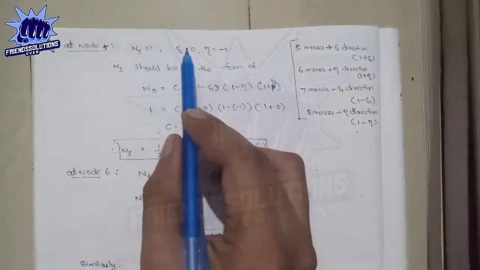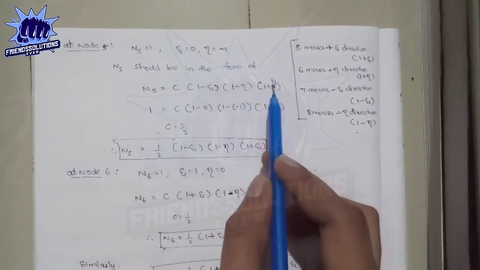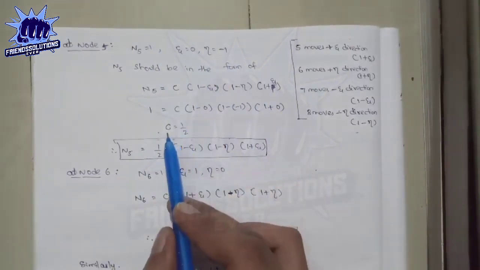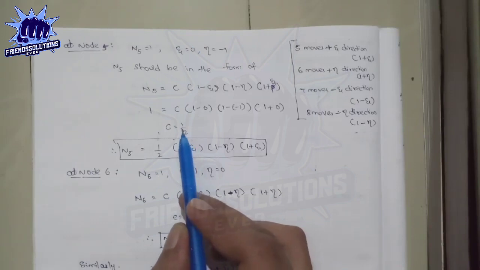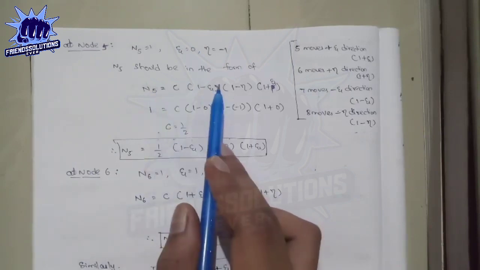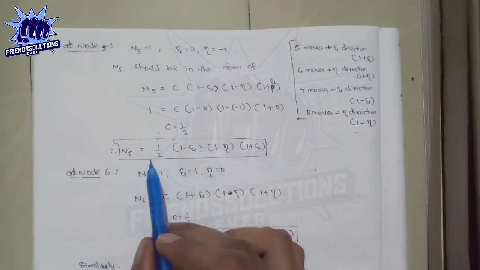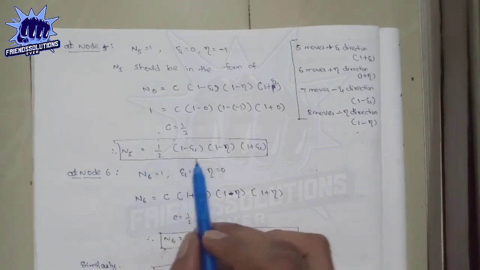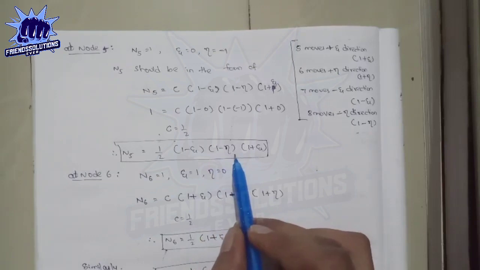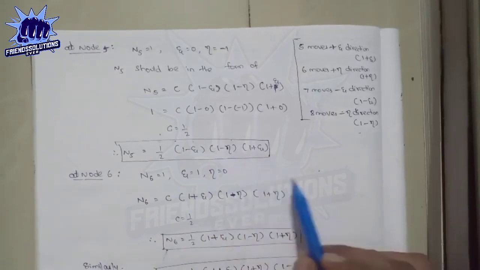Then these values are substituted in this equation, and we get the value c equals 1/2. Then substitute this c value in the above equation again. Then we get the shape function N5 equals 1/2 into (1 minus xi) into (1 minus eta) into (1 plus xi).